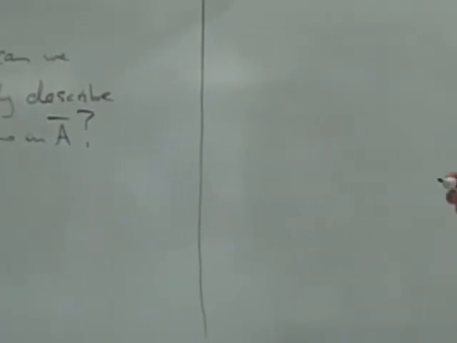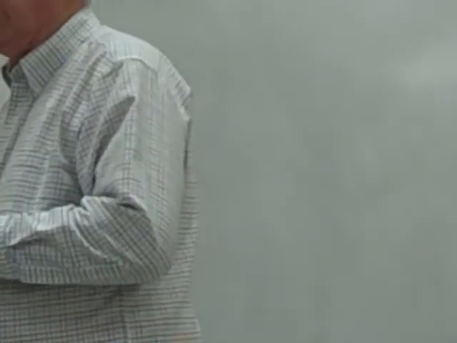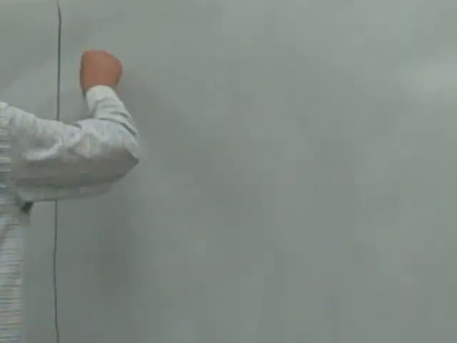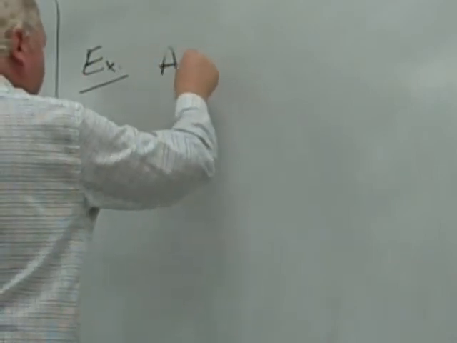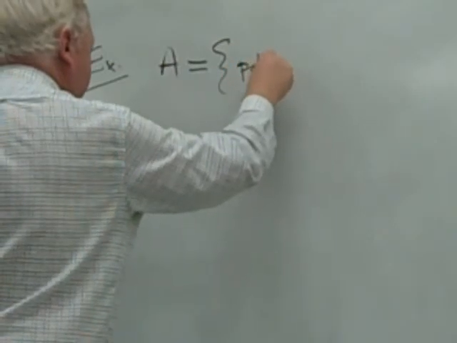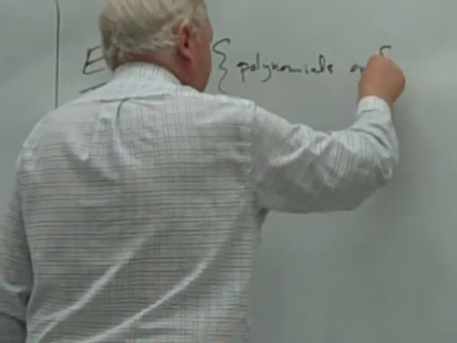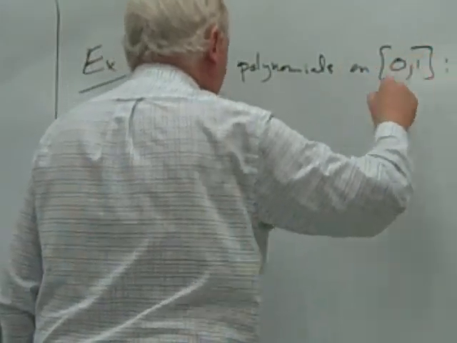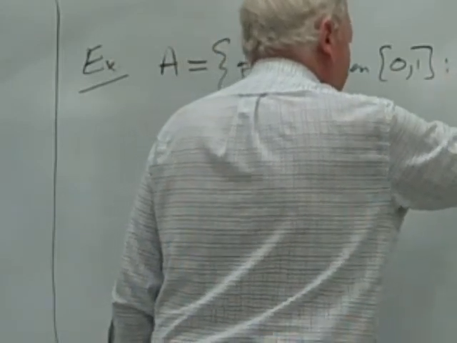So I'll get to the answers for this in a moment, but let's just look at an example. Sometimes you can use the existing theorems plus a few tricks to deduce new situations. So here's an example of this. The algebra A is equal to the set of polynomials on [0, 1], with the property that when you evaluate at 0, you get 0.